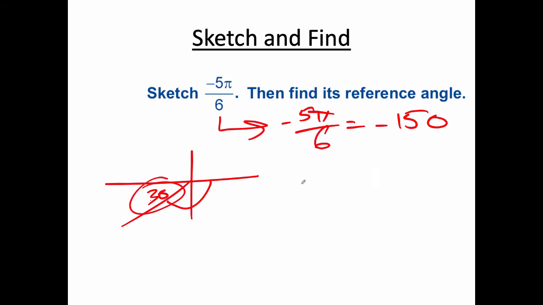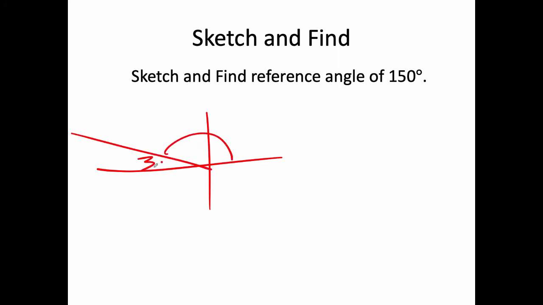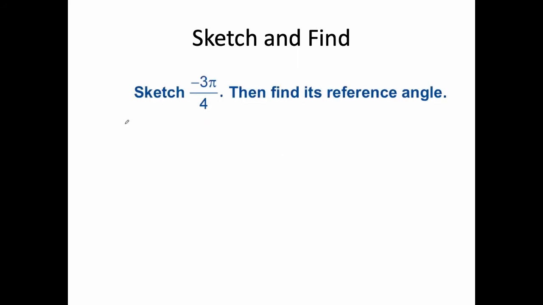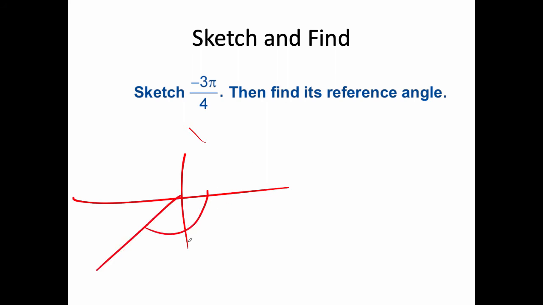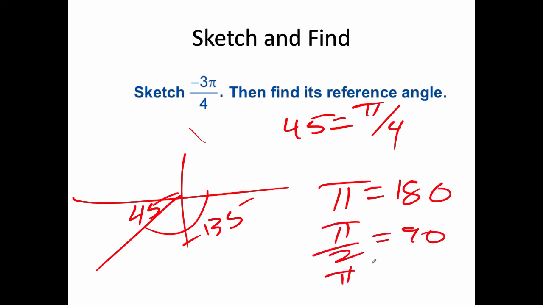If you need to change it back, 30 degrees is equal to pi over 6 radians, and you could use your dimensional analysis. 150, boom, 150. I'm there, and I have a 30-degree reference angle. And the reason we're getting all these 30-degree reference angles is we're going to use our 30, 60, 90s. Negative 3 pi over 4, that's negative 135. Okay, so find that first. Reference angle is 45. 45 is equal to pi over 4. Remember, if pi is 180, pi over 2 is 90, pi over 4 is 45. Boom, that's a great way to do it.